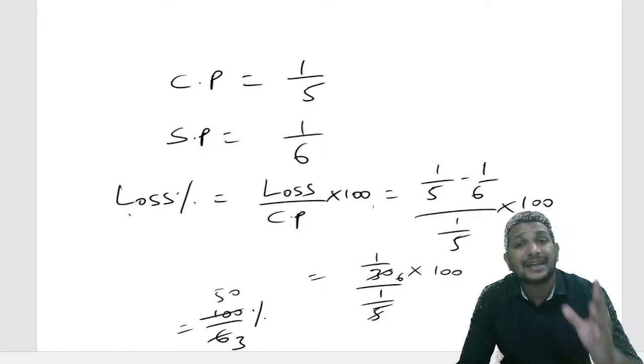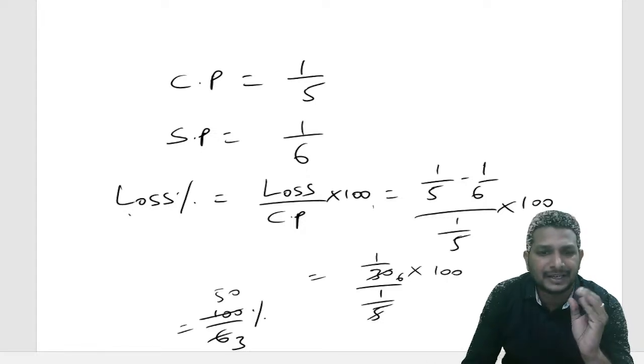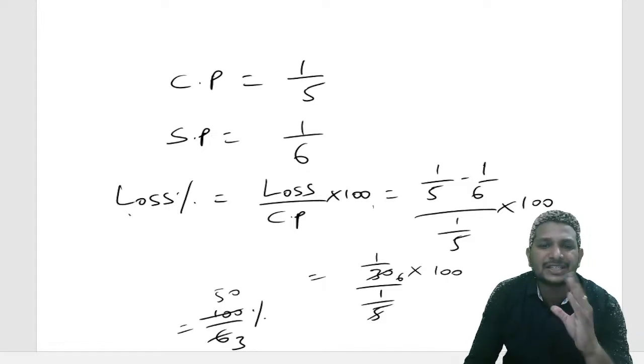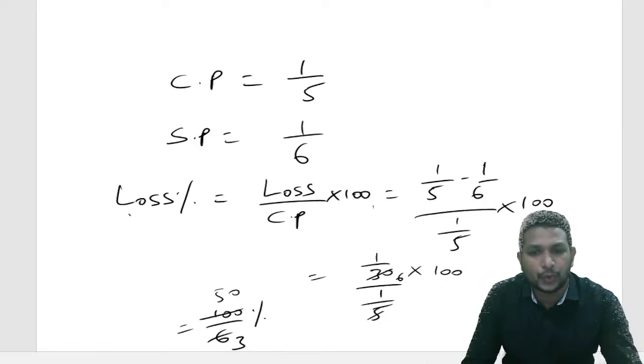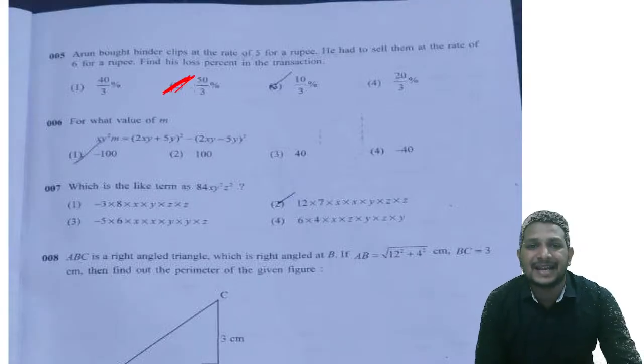But the answers they gave in the form of a mixed fraction. 50 by 3, how would you write that as a mixed fraction? Of course, they gave it in a direct fraction only. So the answer for this question is option 2. 50 by 3 is the answer, which is option 2. Next, we are discussing set L.